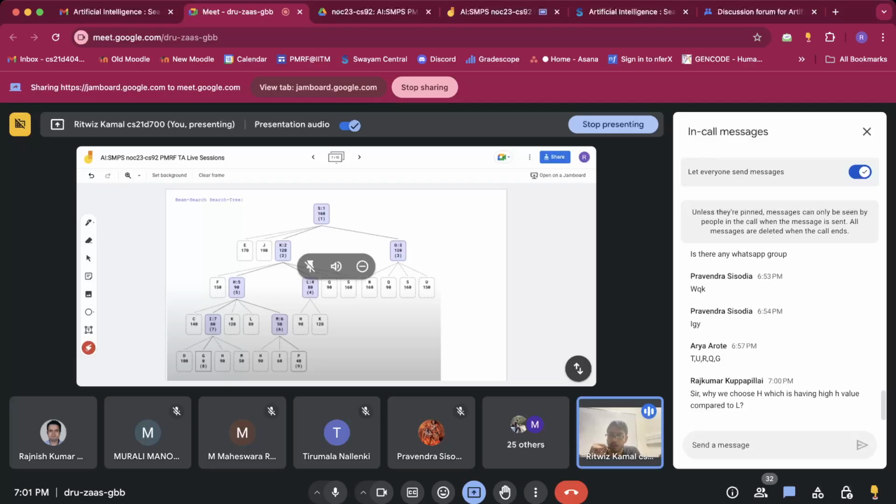And if you look at the third level, H and L are the two nodes having the least H value, right? Q also has 90, but we don't choose Q because H comes alphabetically before Q. That's why we're choosing H and L.